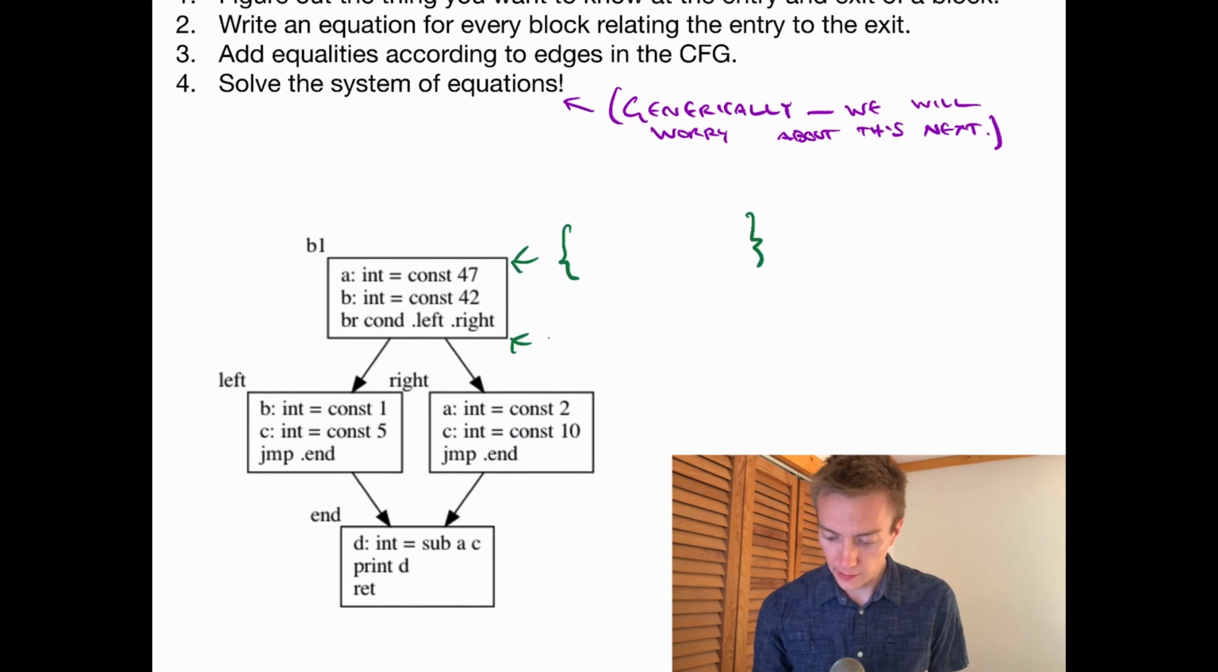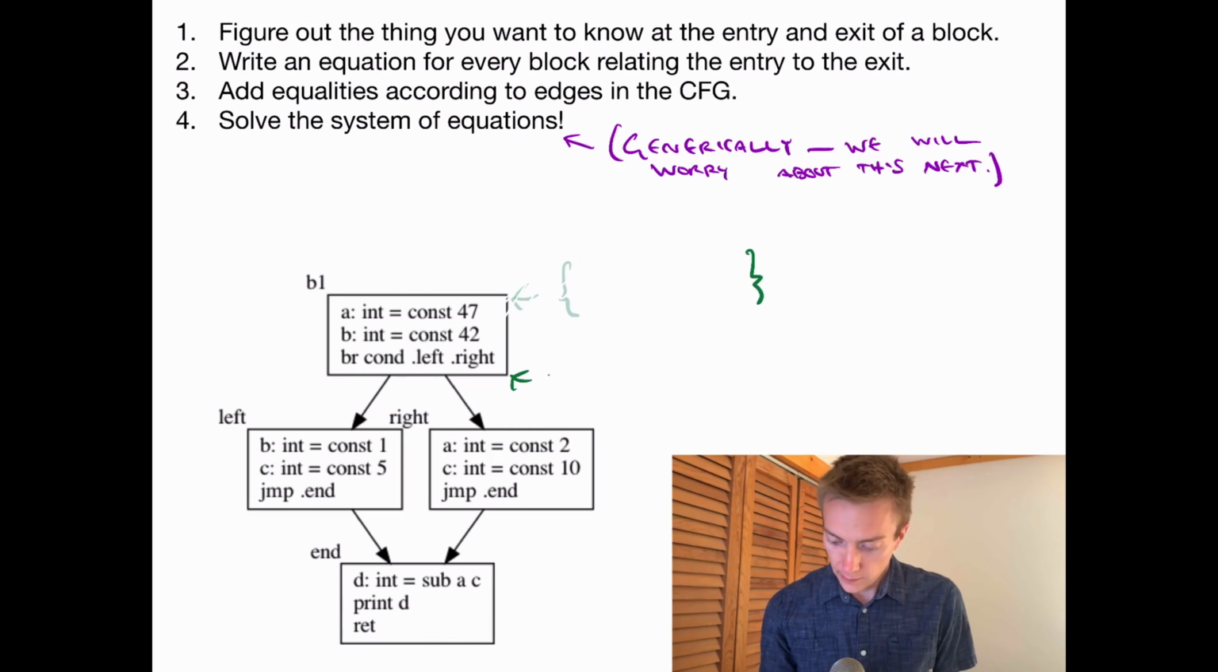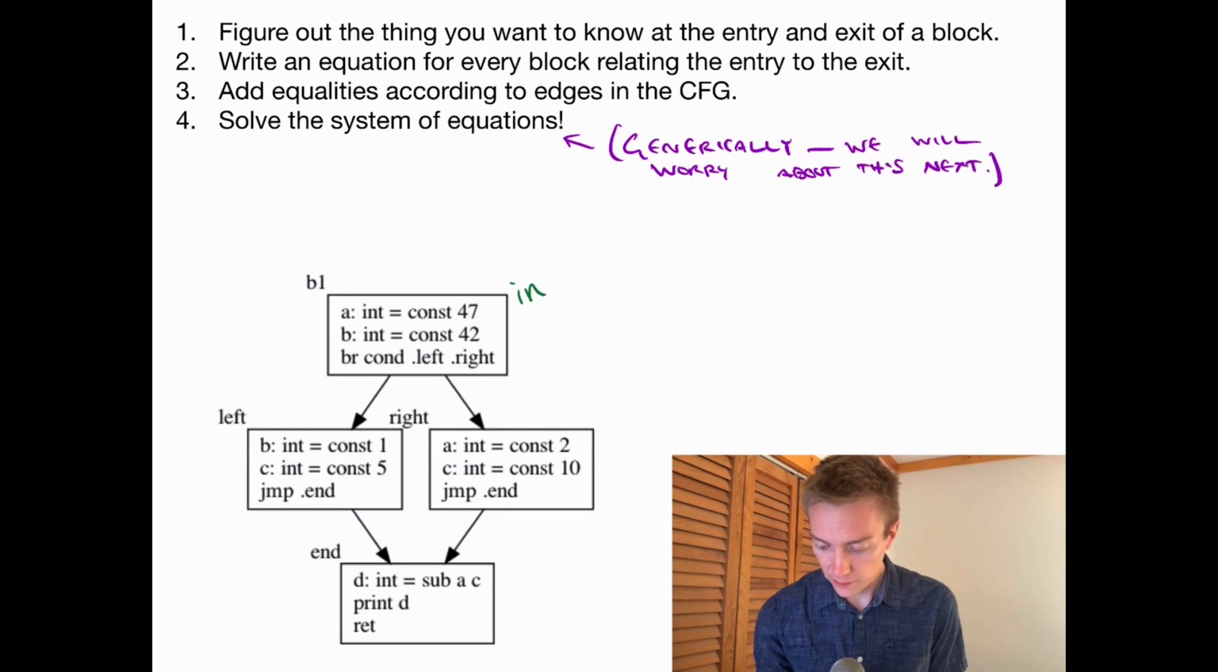So to make this concrete, this equation solving view says that we want to introduce variables that we can write equalities on. So we'll say that there's an in and out variable for every single basic block. That is the incoming information and the outgoing information for every block. These will be distinct variables. So I'll label this as in for B1 and out for B1, and similarly for every other basic block.